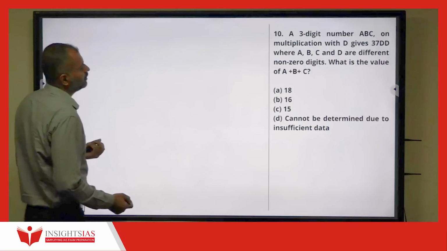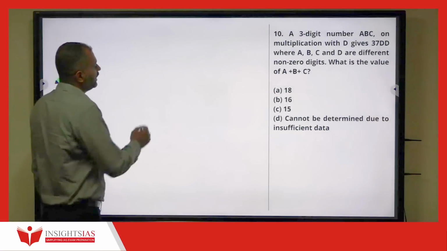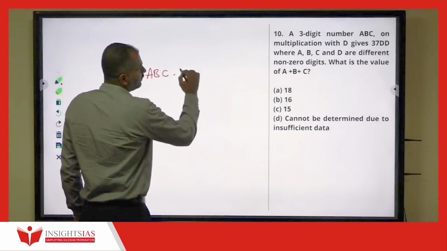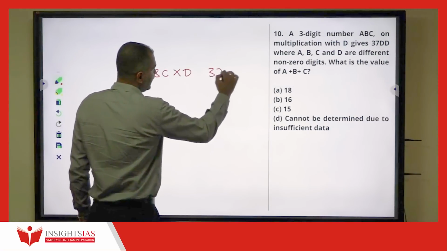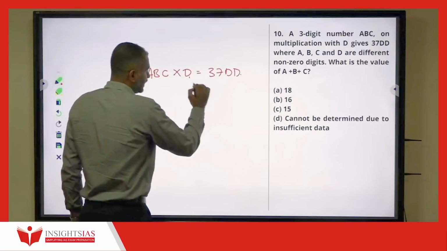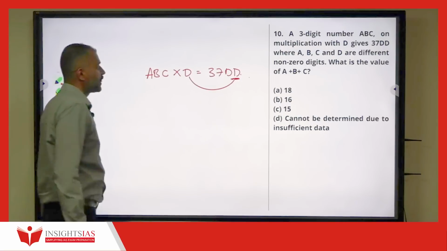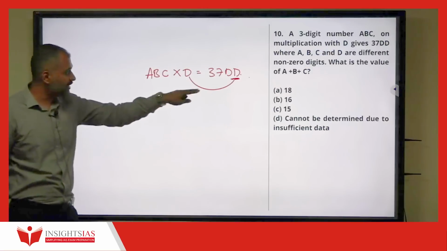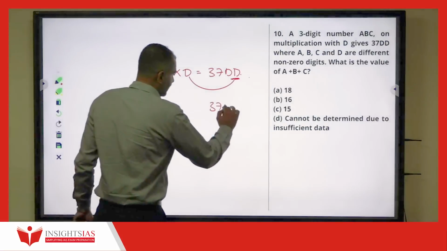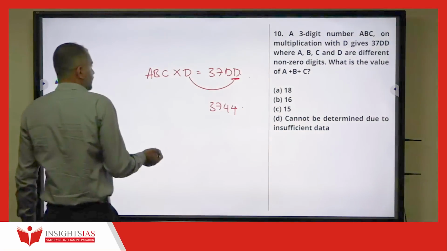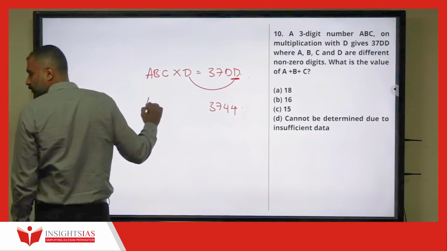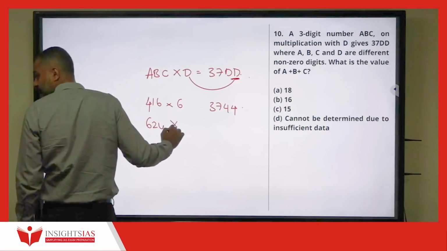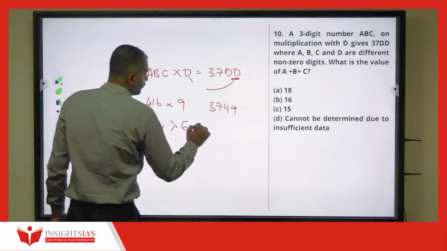But as of now, the 3-digit number ABC, when multiplied with D, the result is 37DD. Whatever the digit here has to be the unit digit here. I will come with the concept for this one. As of now, there are possibilities of 37, the number is 3744. There are possibilities which are 416 as well as 624, which is nothing but into 6, and this is into 9 and this is into 6.